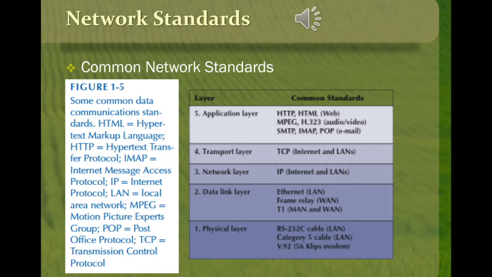In the data link layer, there's the Ethernet, there's the frame relay, and the T1 standards. And in the physical layer, they have the RS-232, which is the serial communication standard and cable. And the Ethernet wire itself is Cat5 cable, or Category 5. And then there's the stuff with the modem as well, which I'm not going to go into because modems are kind of going away.